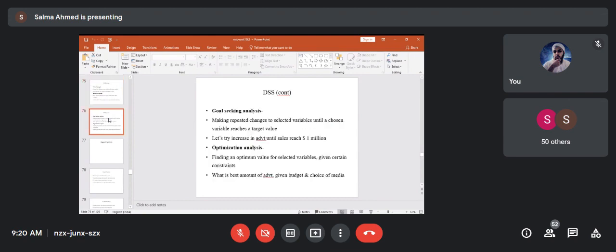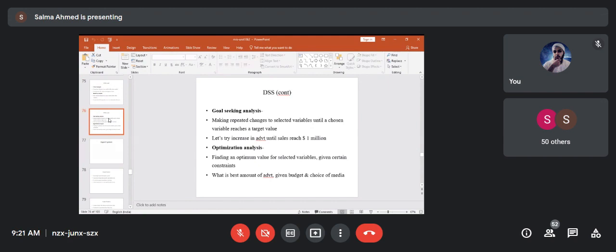Third is goal-seeking analysis. In goal-seeking analysis, we go on varying the independent variable till a final goal is reached. So we decide on the value of the dependent variable. Say our dependent variable target is $1 million. We go on increasing our advertising budget till we reach that target value of $1 million.